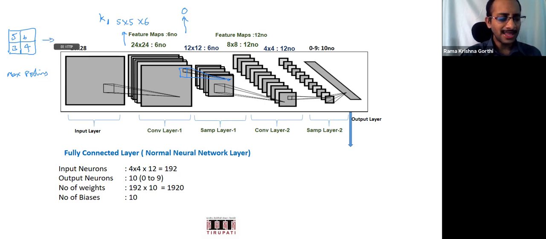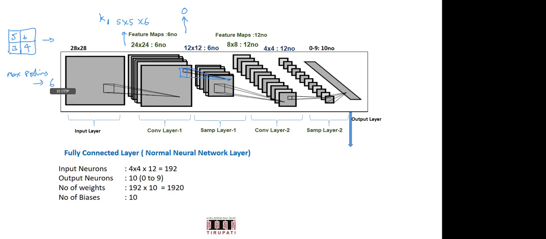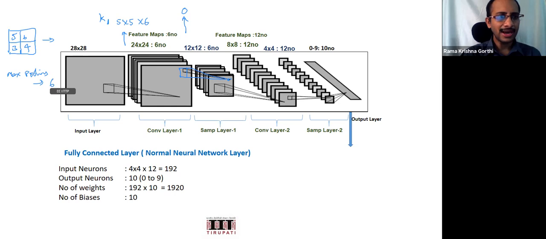To the next layer, what will be there through max pooling? 6. It will be 6. That's all. Representing the whole thing, we will get only 6.